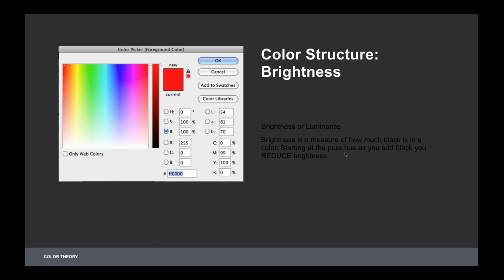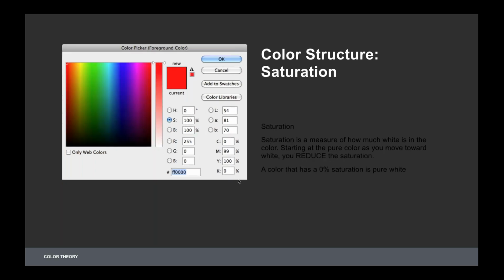Brightness is a measure of how much black is in the color. And when you have the color picker up and you select the brightness selector here, this is a percentage. So it goes from 0 to 100%. 0% is black. 100 would be pure color, whatever color it is. In this case, because we're at 0, it's red. Saturation is how much white is in the color. Again, it's a percentage. So saturation selected, 0 would be pure white, 100% would be pure color.